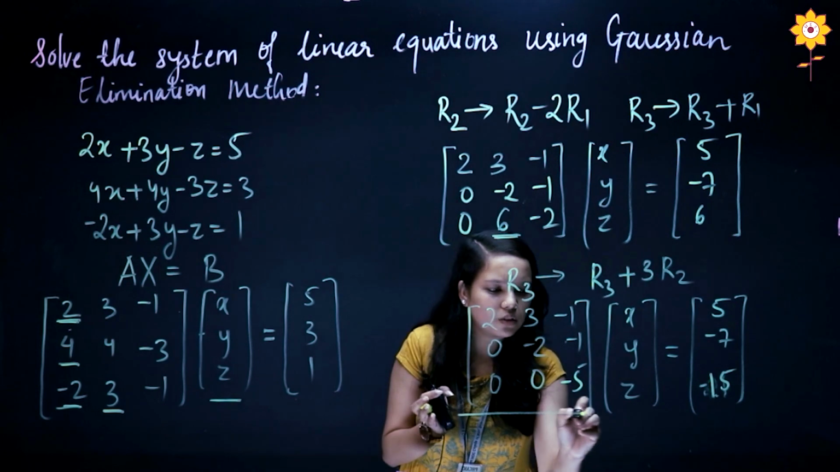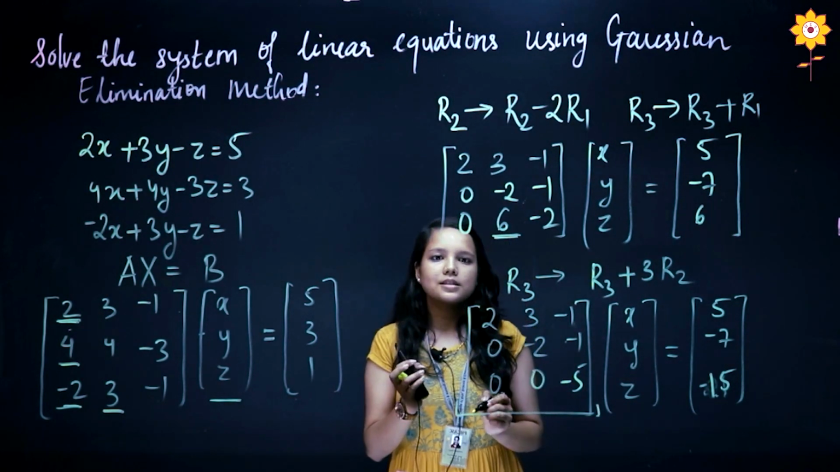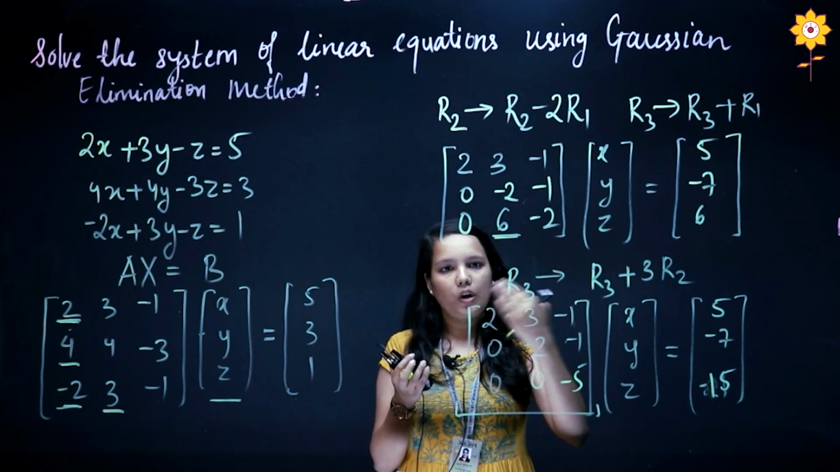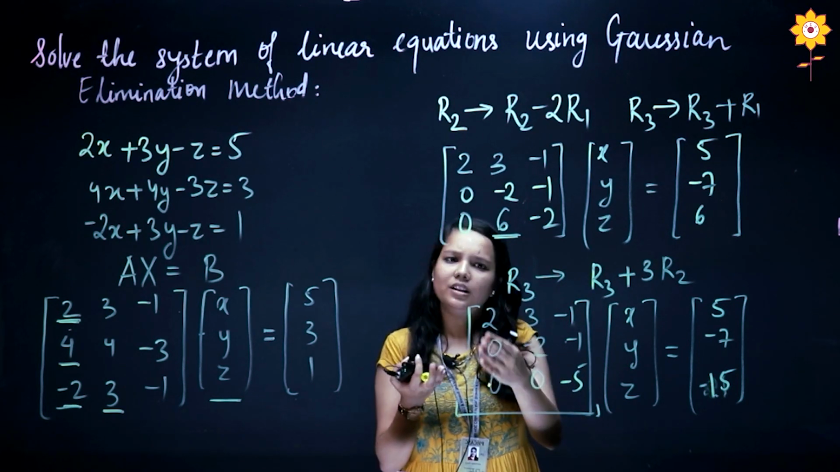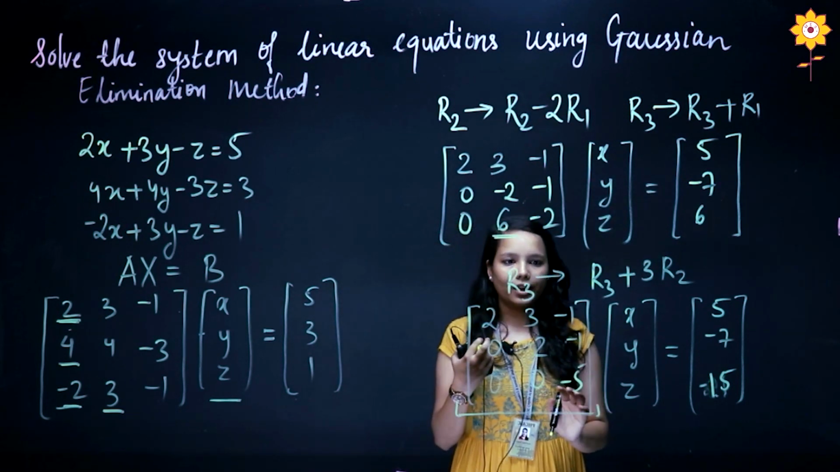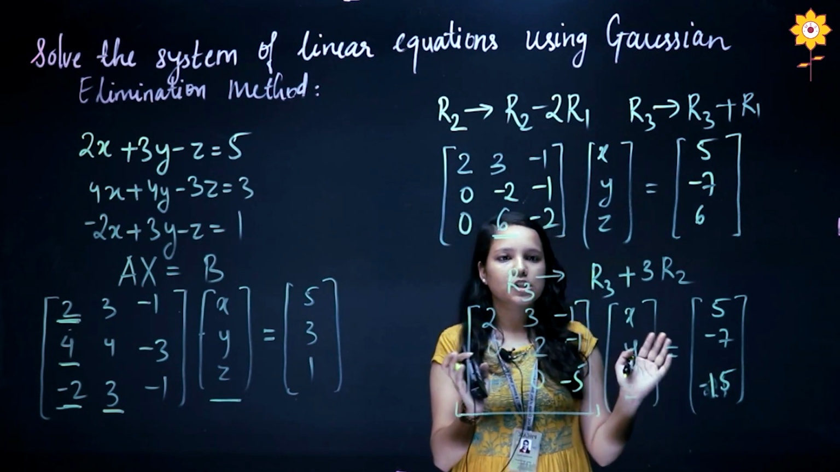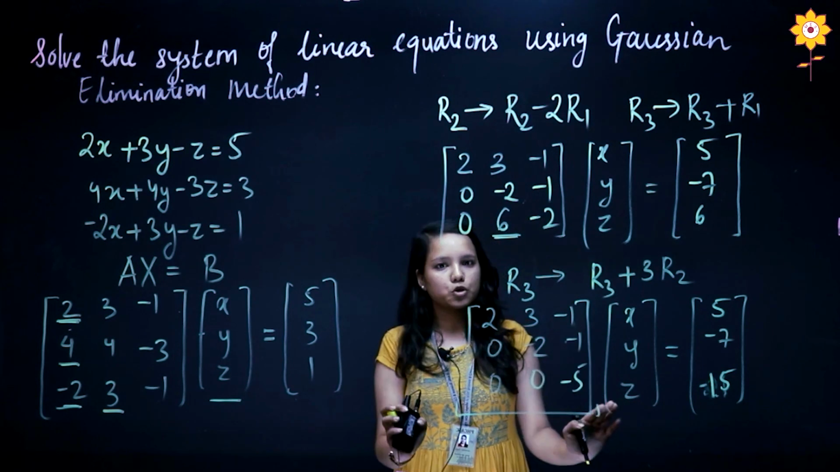So can you see now this matrix is an upper triangular matrix, because all the entries below the diagonal are 0. So this is an upper triangular matrix. This is where we need to stop our row transformation, row elimination. We have to stop here.